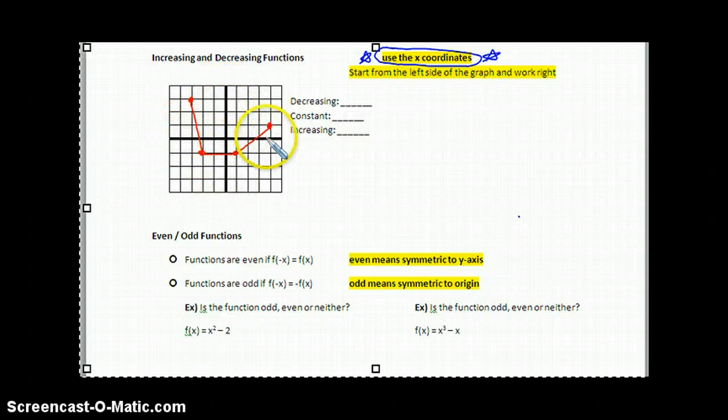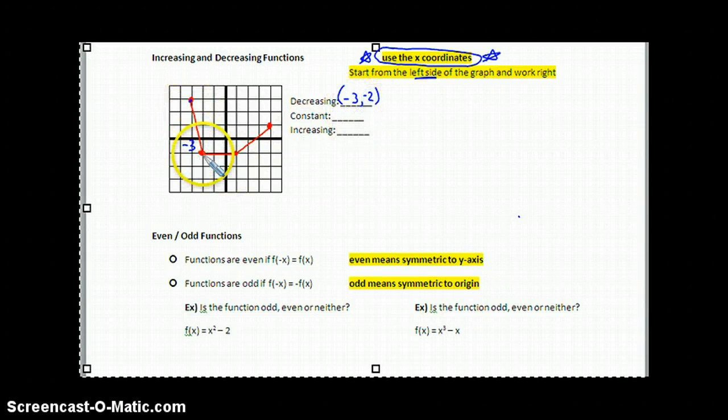The other thing is you want to start from the furthest left side of the graph. For us, that would be right here. So this x value is -3. At an x value of -3, our graph is going down. So therefore, at -3, our graph is decreasing. And it stays decreasing until it gets to this x value right here, which is -2. So from -3 to -2, our graph is decreasing.